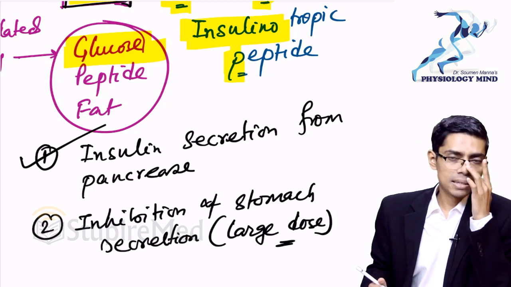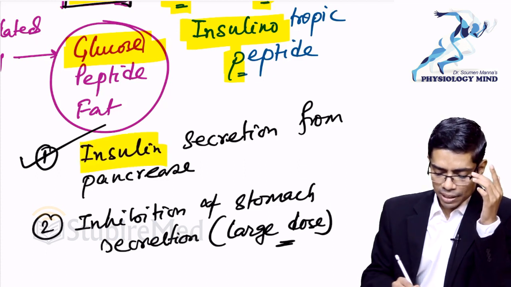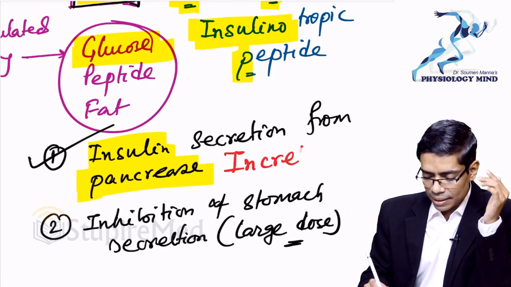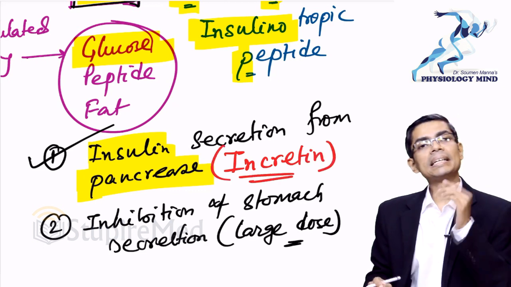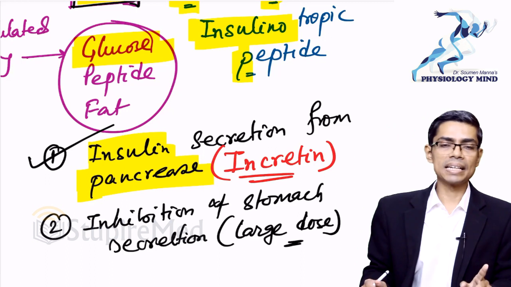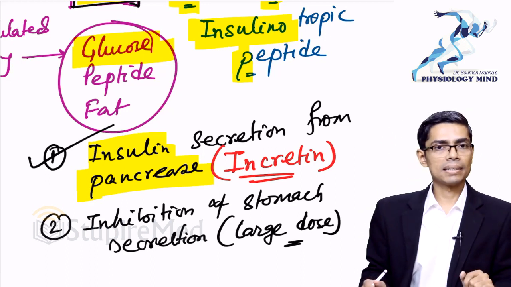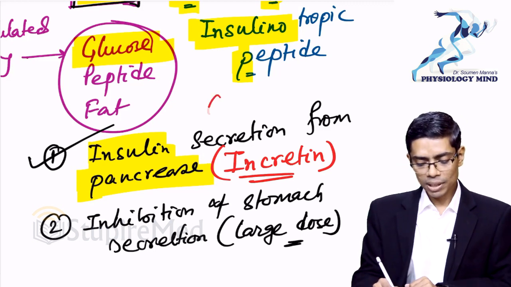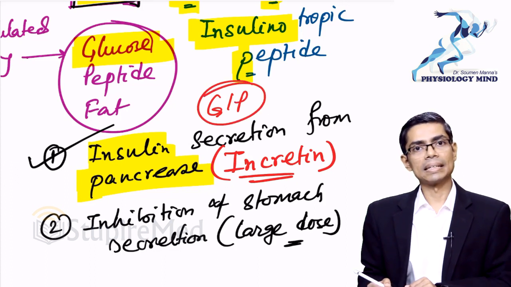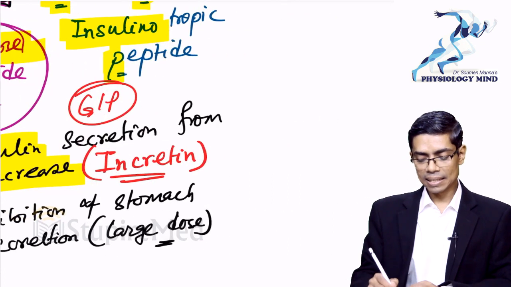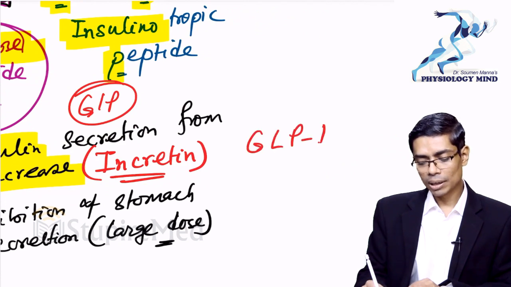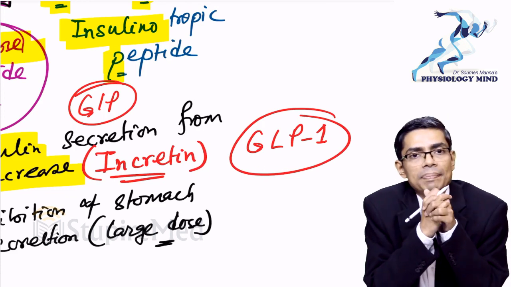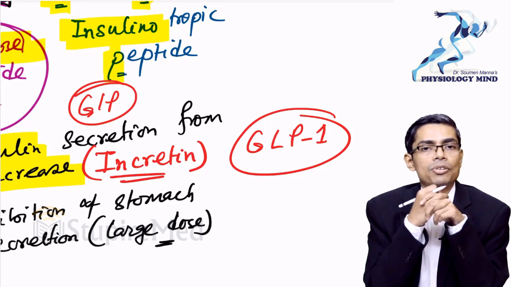Any GI peptide, if it is responsible for insulin secretion from pancreas, will be known as incretin. Please remember this name, incretin. Any peptide from GIT which is stimulating the beta cell insulin release is an incretin. So GIP is one of the incretins. The most potent incretin is GLP-1, glucagon like peptide 1. But here we are talking about GIP, glucose induced insulinotropic peptide.